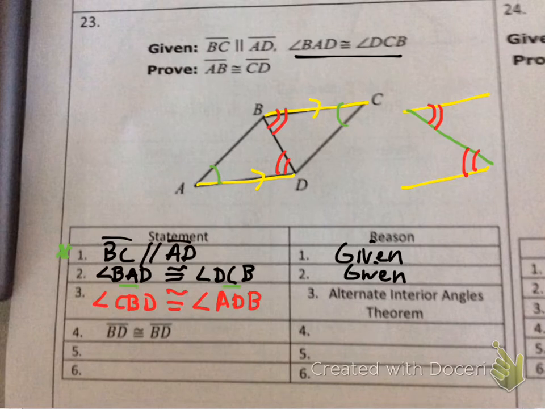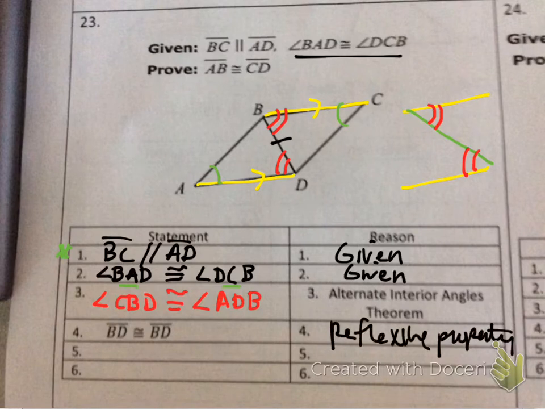And then the next line says BD is congruent to itself, so let's put a tick mark. That's reflexive property, which means they share the side. And therefore, that's enough information to prove these triangles congruent, because if you look at what you're proving, the last line, that's just corresponding parts of congruent triangles are congruent.